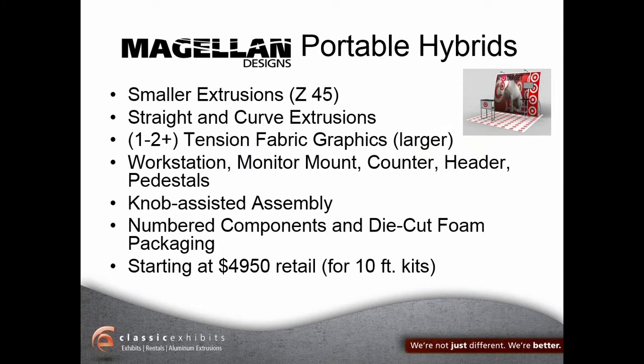So smaller extrusions, it has straight and curved in there, so that's what makes it a little more expensive than the SACAGAWEA. The tension fabric graphics, there's more of them on it. There's two you can see in that particular one. They're larger, they're 8 feet. This is also a knob-assisted assembly, and the same elements that go with the SACAGAWEA as far as number of components, die-cut foam packaging, and it starts at about $49.50. So a little bit of a jump of about $1,000.